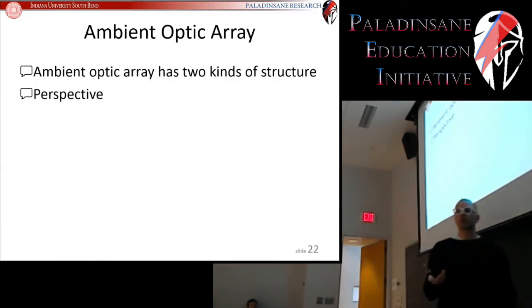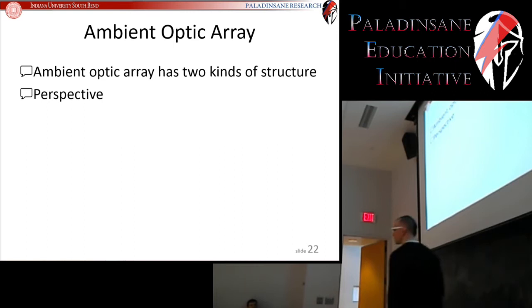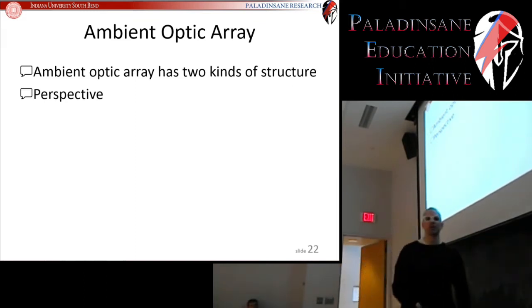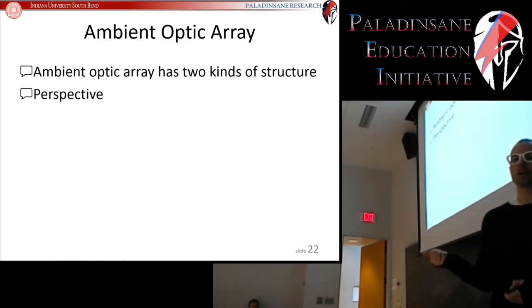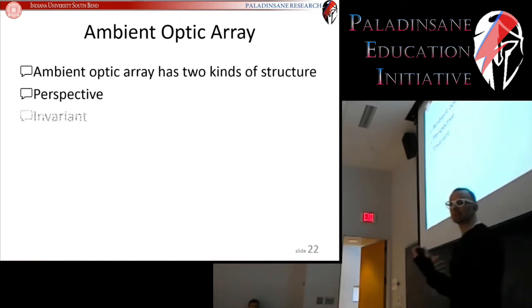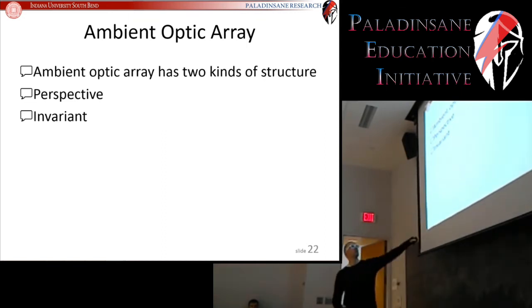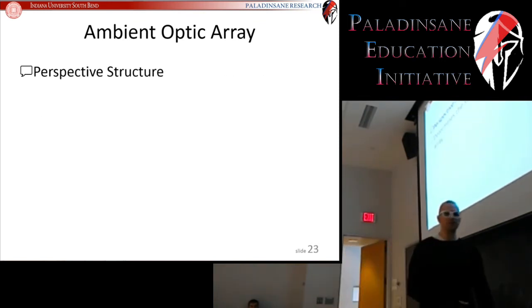So the ambient optic array, we talked about this structure. It actually has two types of structure, which are extremely important. These two components work together to allow us to perceive the world that we live in. The first structure is called perspective structure, and then the second structure that underlies it, complements it, is called invariant structure. So we're going to start with perspective structure, because you probably heard that word before.